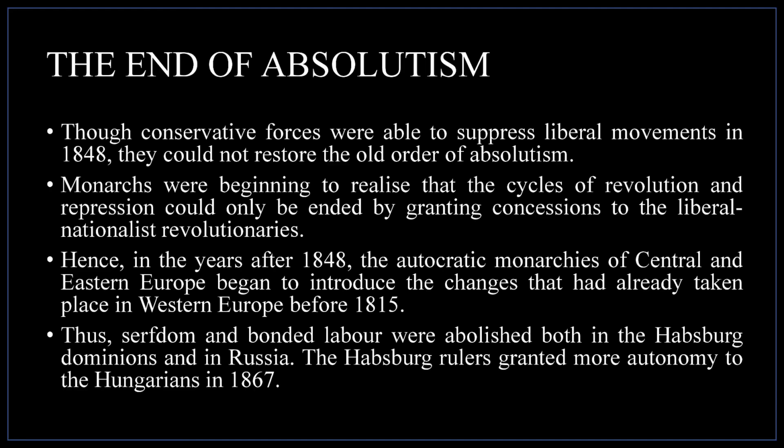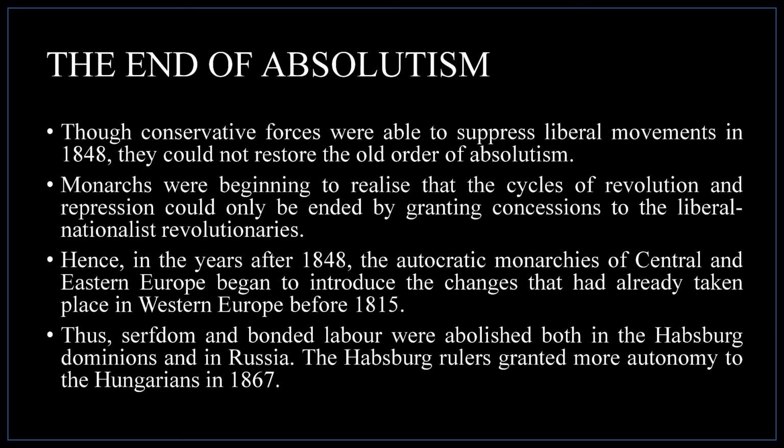Though conservative forces were able to suppress liberal movements in 1848, they could not restore the old order of absolutism. Monarchs were beginning to realize that the cycles of revolution and repression could only be ended by granting some concessions to the liberal nationalist revolutionaries. Hence, in the years after 1848, the autocratic monarchies of Central and Eastern Europe began to introduce the changes that had already taken place in Western Europe before 1815. Thus, serfdom and bonded labor were abolished both in the Habsburg dominions and in Russia.